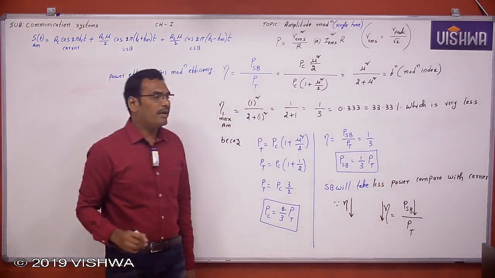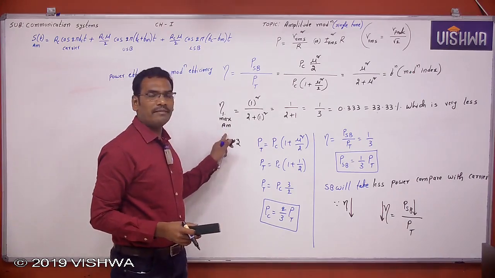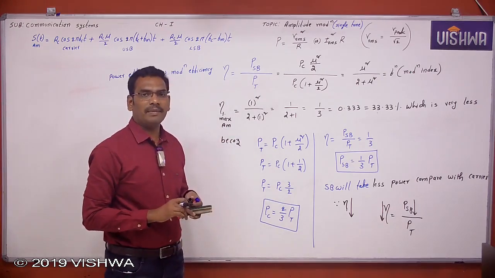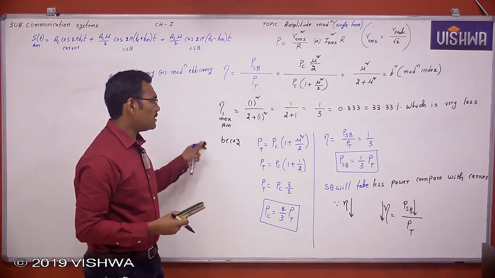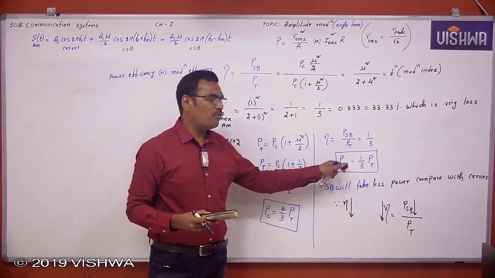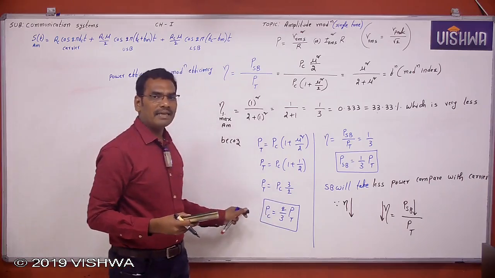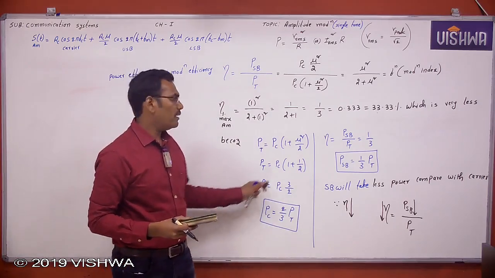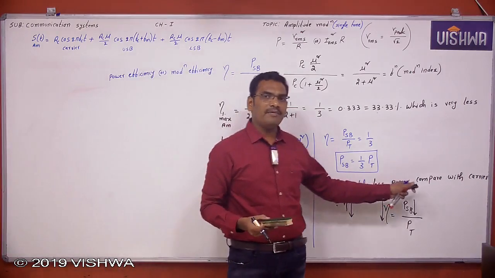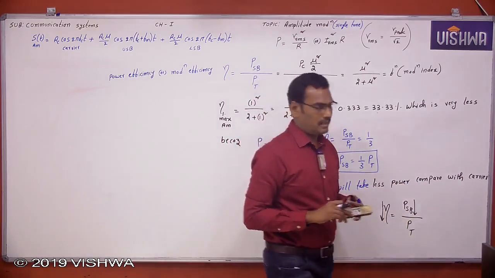This is the reason why the maximum efficiency of an AM wave, which is 33.33%, is very low. The reason behind that is the sidebands take less power compared with the carrier. The carrier takes more power compared with the sidebands. When the sideband power decreases, efficiency decreases.